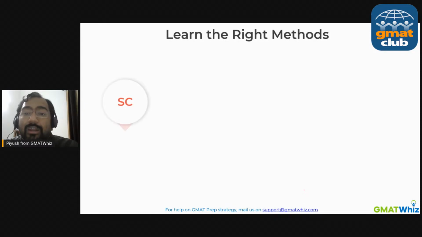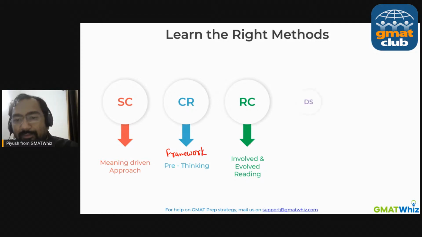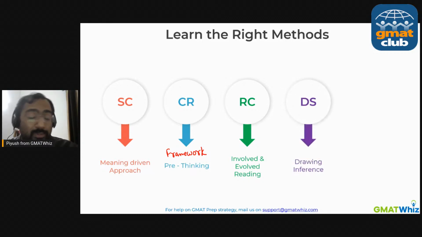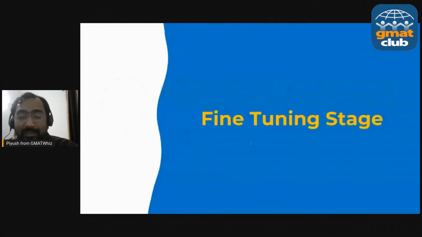All right, guys. Now, what are the right learning methods? So I talked about the meaning-driven approach for SC. Pre-thinking, which we call framework-driven pre-thinking, is basically what we use in our coursework. That is what you should do for CR. In RC, you should focus on involved and evolved reading. In DS, you should focus on drawing inferences before you move to the statements. And in PS, there's a 3-step process that we follow. So please make sure that you're learning the right methods every single time. With that, let's move to the fine-tuning stage.